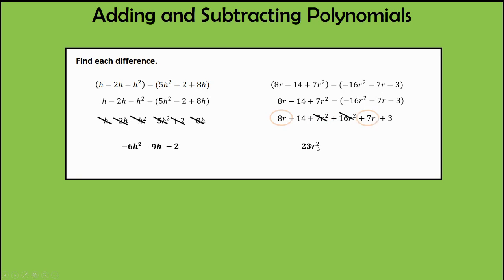Okay, go to your r terms. 8r, 7r, 15r. Done with those. Constants, negative 14, 3, negative 11. We've accounted for everything up here. So everything's been used and put into the answer. This is my simplified answer written in standard form.